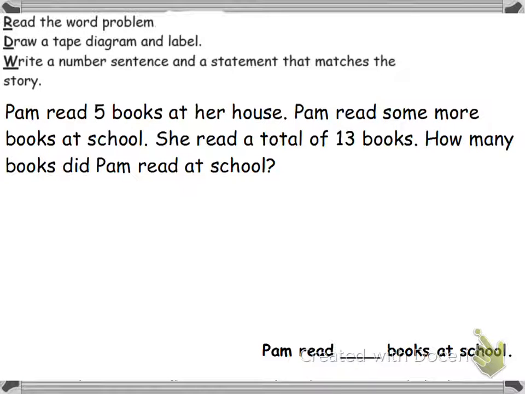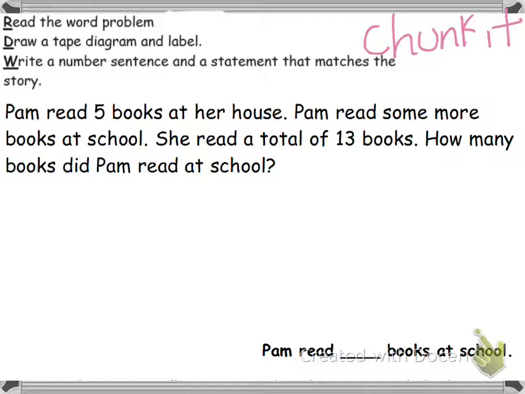Today we're going to be talking about Module 4, Lesson 20. In this lesson, we're going to be talking about being able to use tape diagrams as representations to solve word problems. So looking at this, just like the last video, we're going to be doing RDW, which is reading the word problem. We're going to be drawing the tape diagram and labeling it. We're going to be chunking it. So we're going to be chunking it during that time. And then we're going to write our number sentence and statement that matches our story.